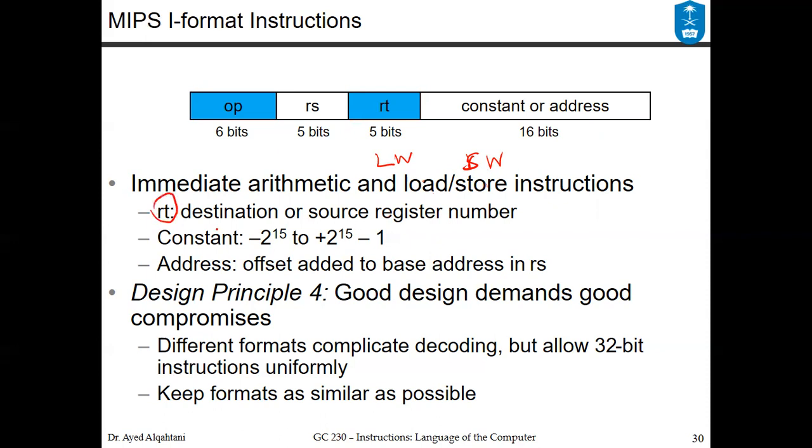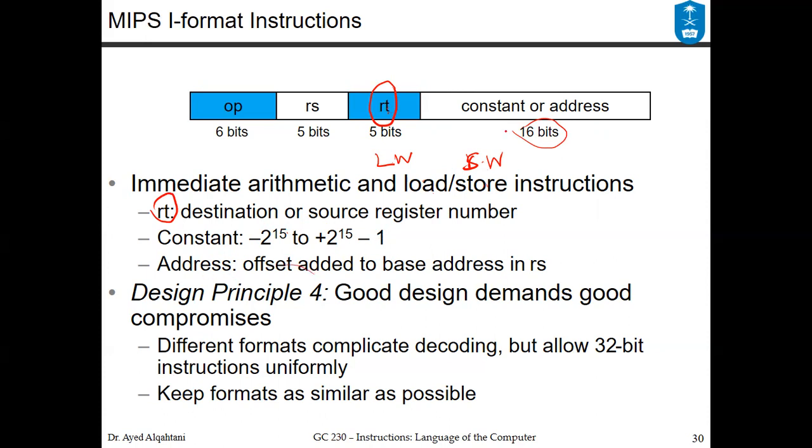The RT is going to be the destination or the source register number. So the RT, sometimes it's the destination, sometimes it's the source. For example, in the load instruction, the RT is a destination. In the store instruction, the RT is a source register. Now, this constant, since it's 16 bits, it's ranging from -2 to the power of 15 to +2 to the power of 15 minus 1.